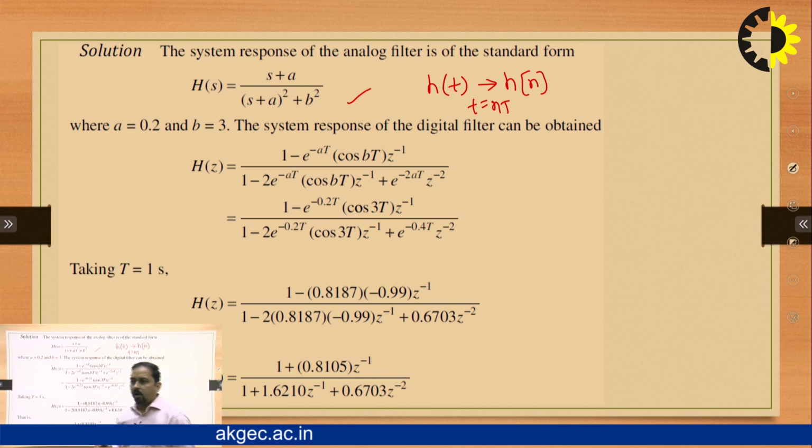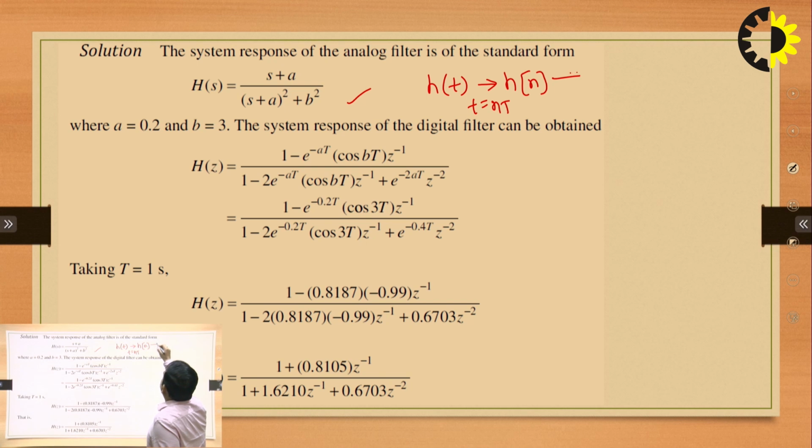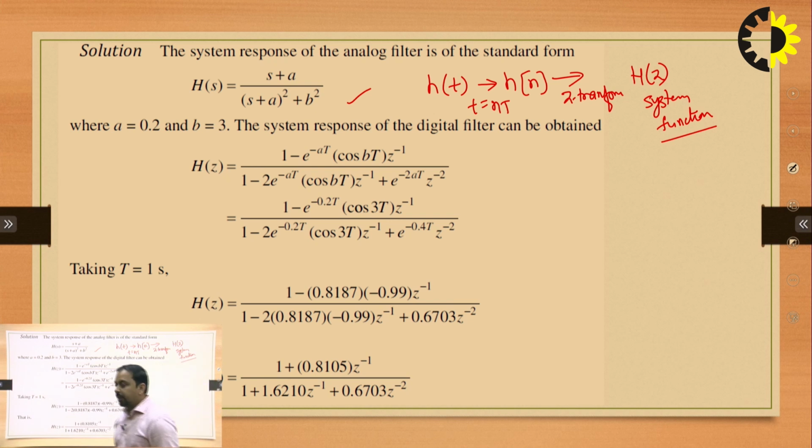And fortunately what happened, capital T is 1 second in this. So h of nT is equal to h of n. And after that we'll be applying Z transform to calculate the system function of the digital filter. So this is the first type of problem where we have the second order equation in the denominator.